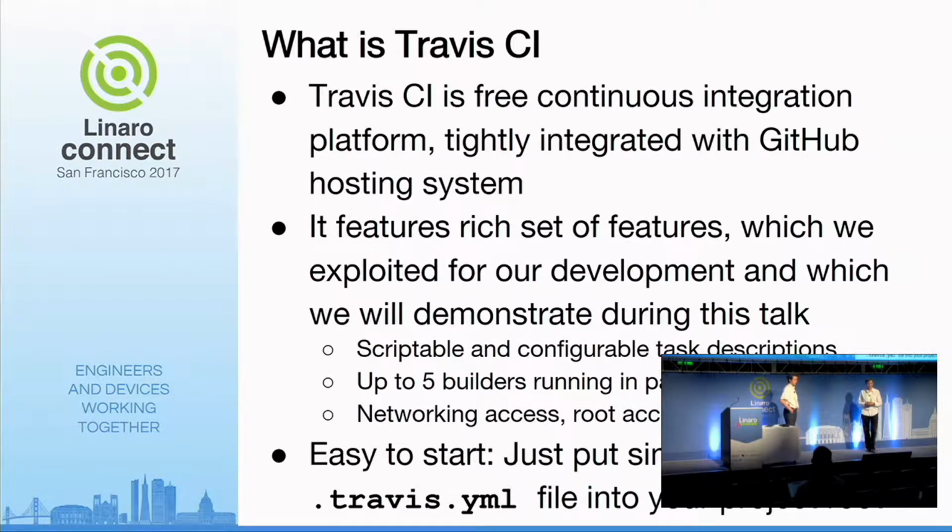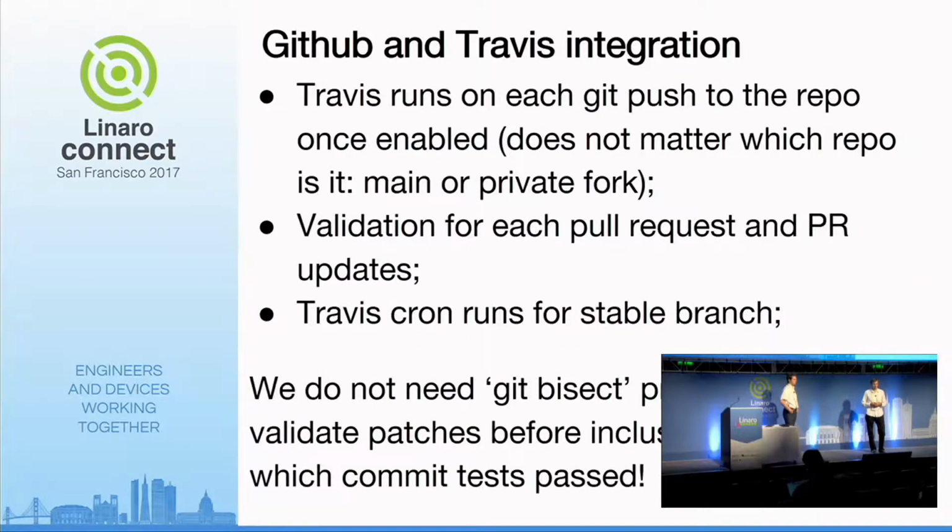Travis has different features which might not be very popular, but they exist, and if your project is complex, it's better to use them. You can run several tasks in parallel to speed up your CI process. You can have network access, so you can download and upload files from the internet. You can have root access, and you can build a really big, complex test matrix.